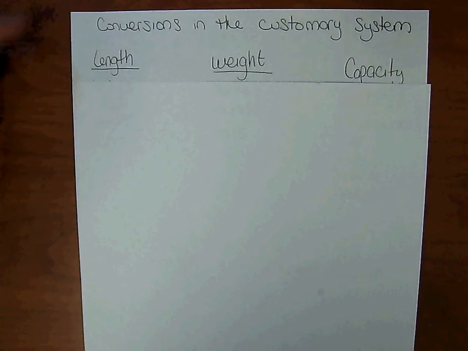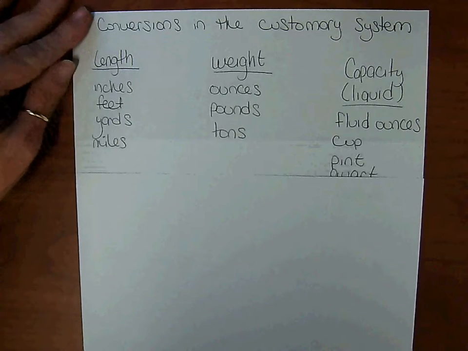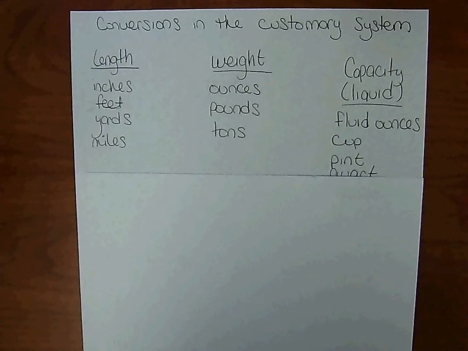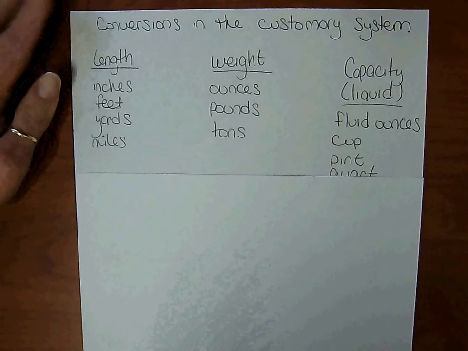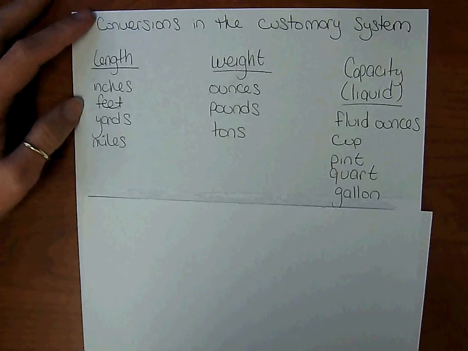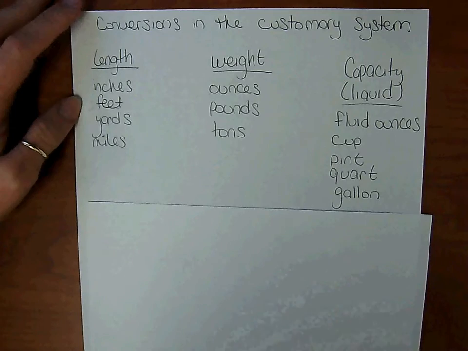of these things. So with length, inches, feet, yards, miles. Weight, ounces, pounds, tons. Capacity, fluid ounces, cup, pint, quart, and gallon.